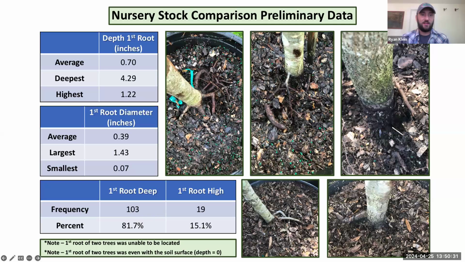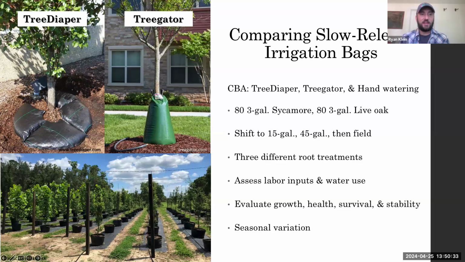And then we're also doing an irrigation bag comparison to look at establishment. So the tree gator bags, the pyramidal ones you see in the municipalities a lot, and then the tree diapers in the top left there compared to hand watering. So we're doing a cost benefit analysis, looking at establishment rates, and then also stability based off of doing the different root treatments that we discussed.